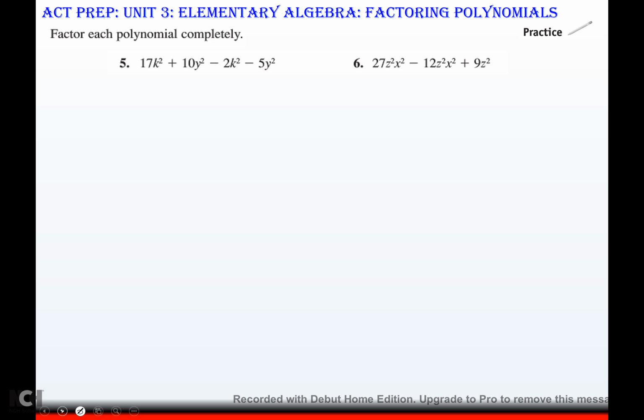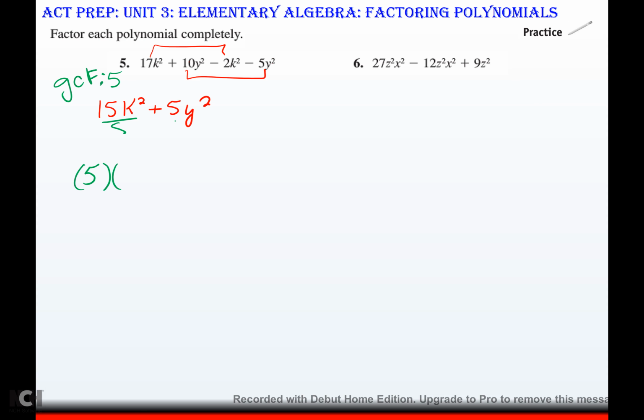Okay, so on this one, on 5, again, I started going 2 by 2, and then I noticed I got both pairs that I can combine. So I'm going to have 15k squared. 10y squared minus 5y squared is going to be positive 5y squared. It's not difference of squares, so I'm thinking the only thing I got a shot at is GCF. Biggest number would be a 5, and they don't have any letters in common, so my GCF is just 5. To get what's left, I divide by 5, and I get 3k squared plus y squared. And I'm done. That's all I can do. Okay?